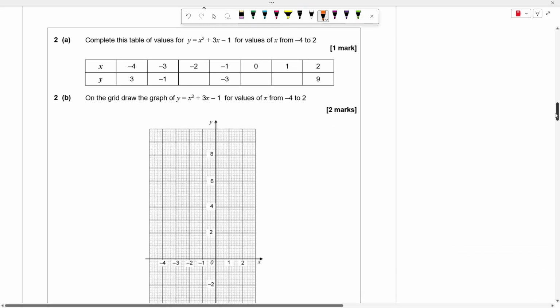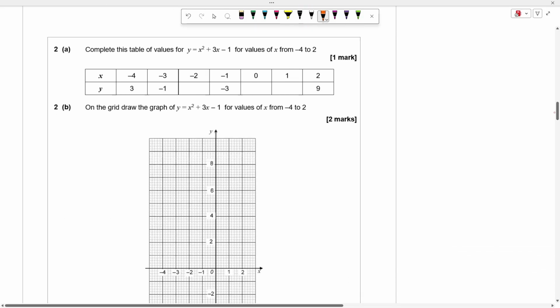Then moving on to question 2, it says complete the table of values for y equals x squared plus 3x minus 1. Depending on whether this is a calculator paper or a non-calculator paper, what you need to do is swap the number for x in the table into the equation. To work out this number here, I'm going to type in minus 2 squared plus 3 lots of minus 2 minus 1. If this was non-calculator, you would work that out: minus 2 squared is 4, 3 times negative 2 is minus 6, minus 1, and that gives me an answer of negative 3.